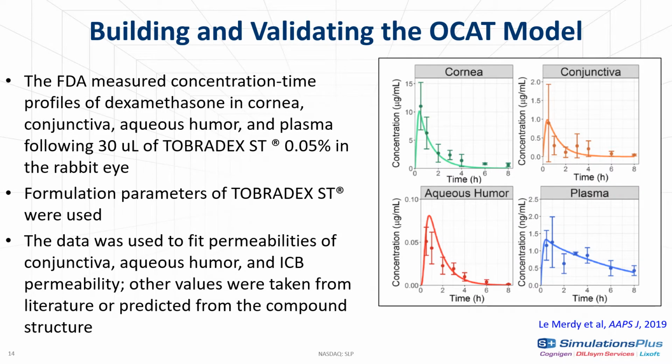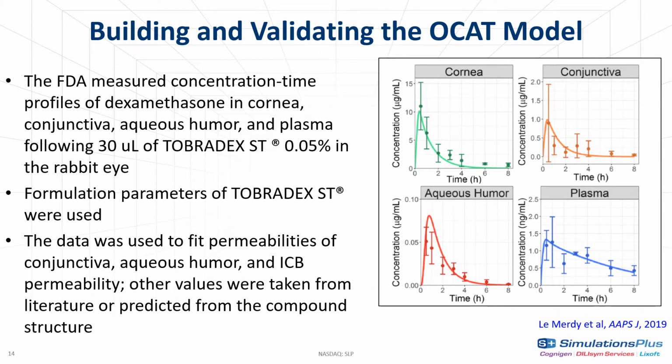The FDA was able to provide measured concentration time profiles of dexamethasone that they had measured, not only in the plasma, but also locally in the cornea, the conjunctiva, and the aqueous humor. We knew what the formulation was, so we were able to input its characteristics and use them in the model. Then we used this data to build a baseline model of dexamethasone in the rabbit eye. We fit the permeabilities in the conjunctiva, aqueous humor, and iris ciliary body with other permeability values taken from the literature or predicted from the compound structure.